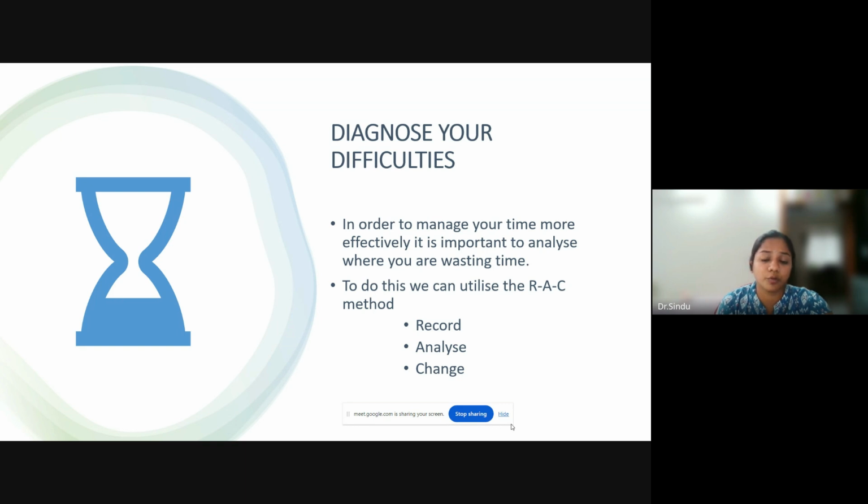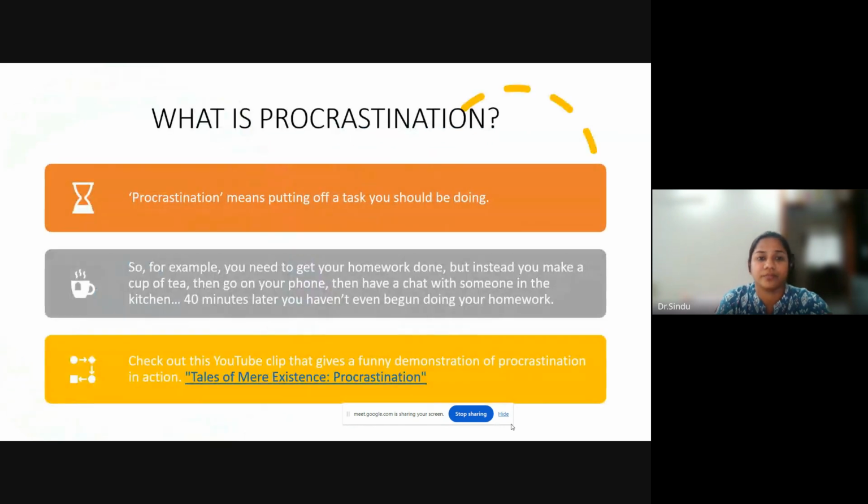When you are doing these kinds of things, what will happen? Unproductive output will come. Unproductive meetings and discussions also, procrastinating things, even getting bogged down in low priority work. So you have to avoid these kinds of things. So this is what we call the RAC method.